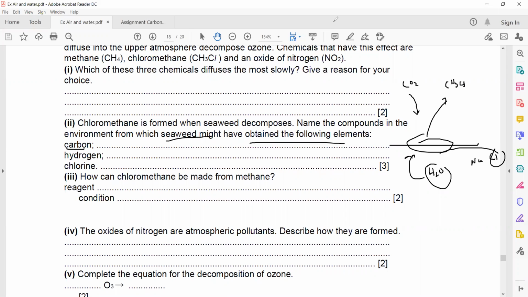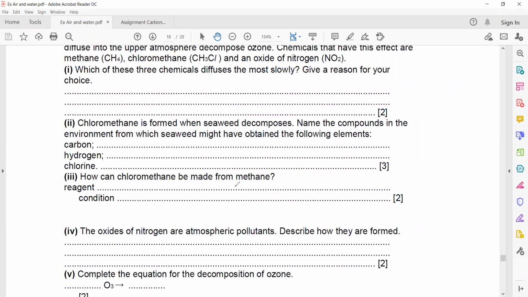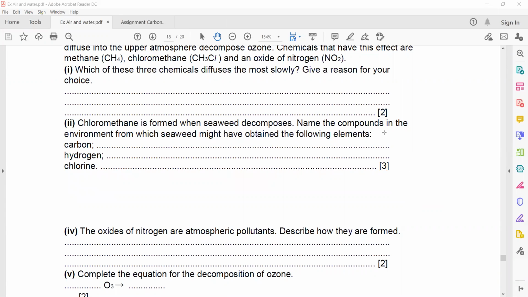Then the next part, how can chloromethane be made from methane? This part is related to organic chemistry, so I will skip it for the time being. This is related to organic chemistry that we will start from next week, so I'll skip this part.